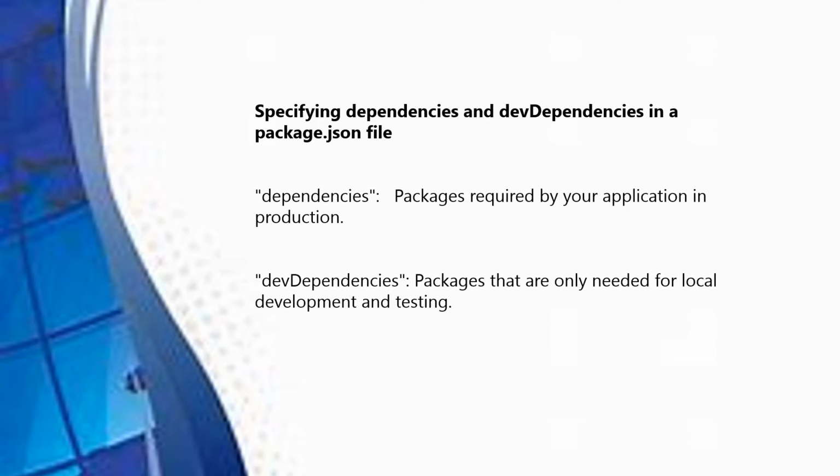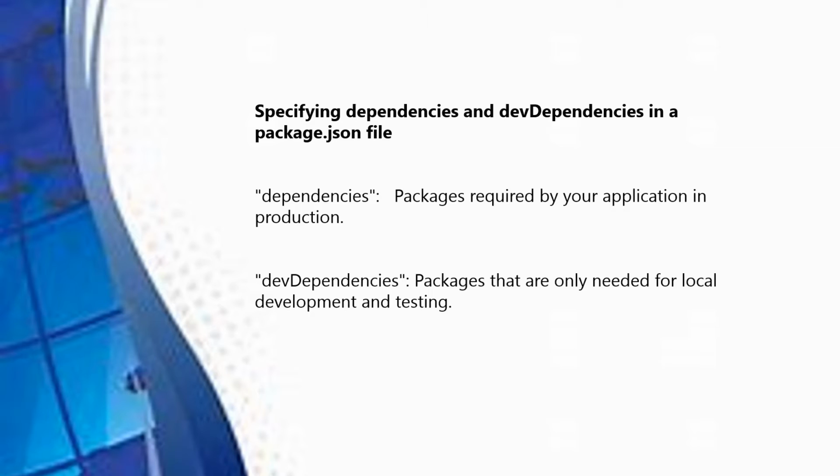Specifying dependencies and dev dependencies in a package.json file. To specify the packages your project depends on, you must list them as dependencies or dev dependencies in your package.json file. When you run npm install, npm will download dependencies and dev dependencies that are listed in package.json that meet the semantic version requirements listed for each.